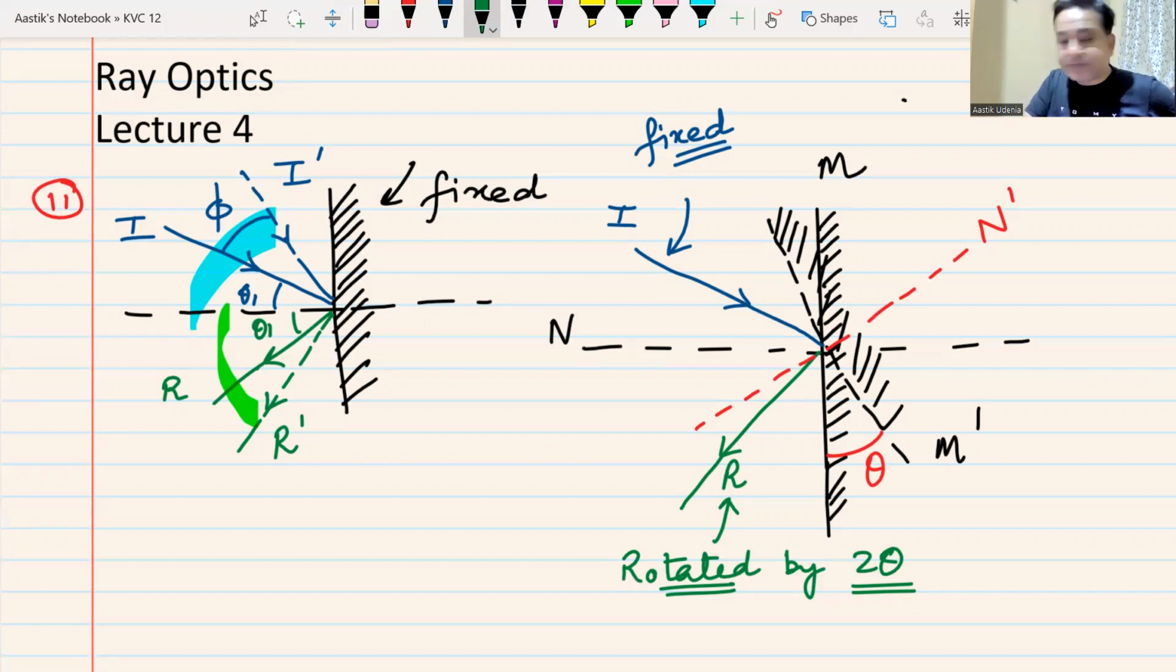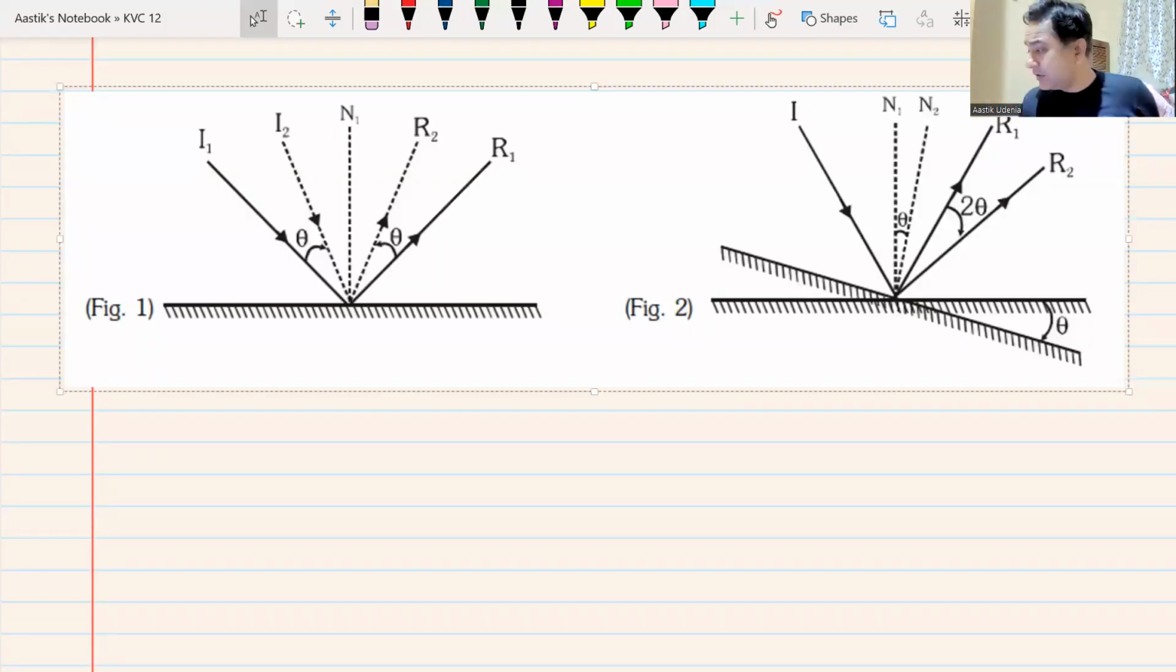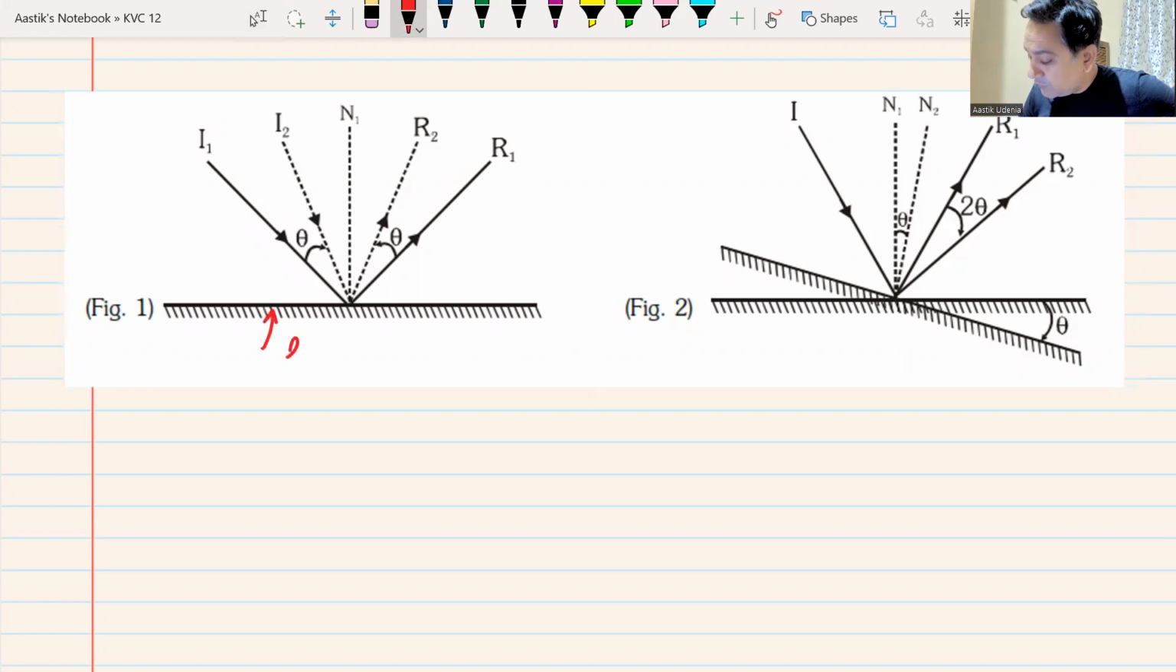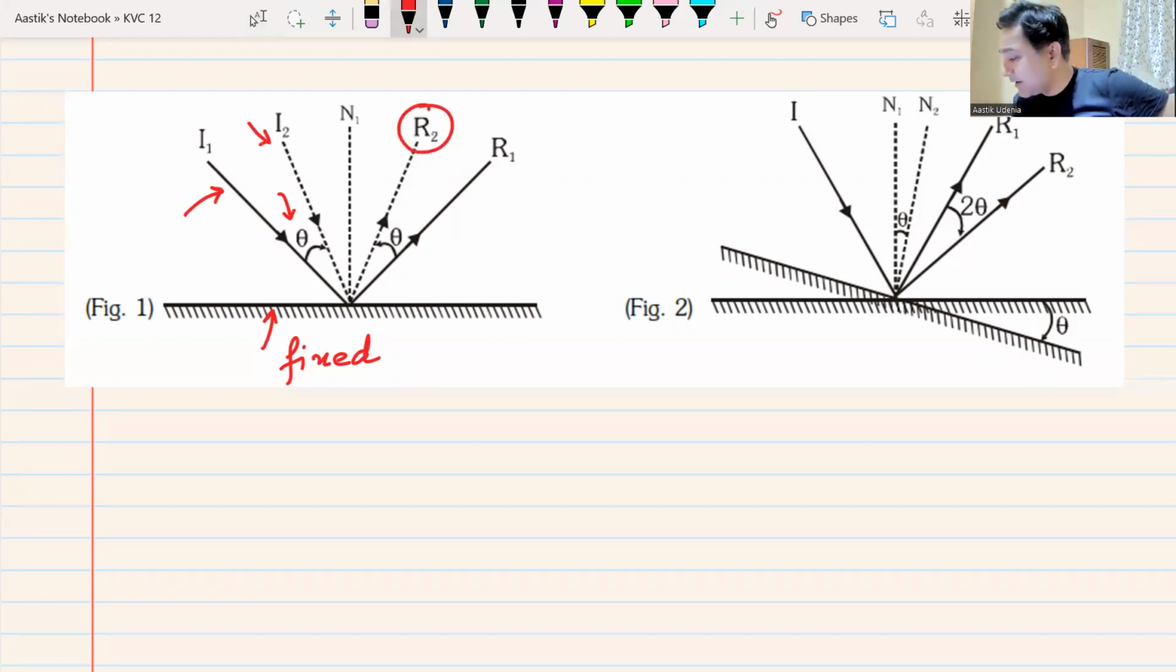Yes. And this is a better diagram than I had drawn, telling you the same thing. In case number 1, this mirror is fixed and I have rotated the incident ray. This is the original ray, and then I have rotated it by an angle theta, keeping the mirror fixed. In that case, the reflected ray also rotates by the same angle.